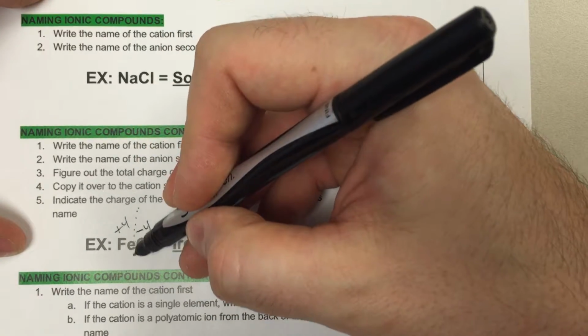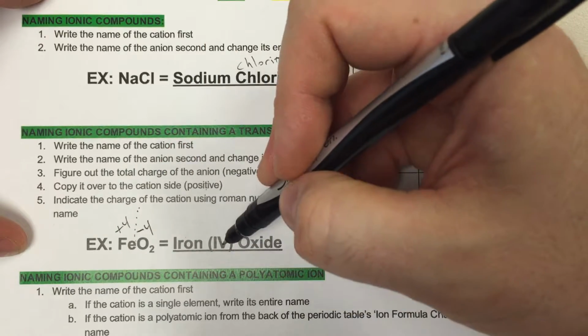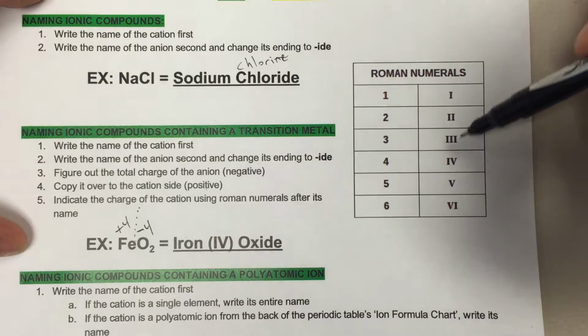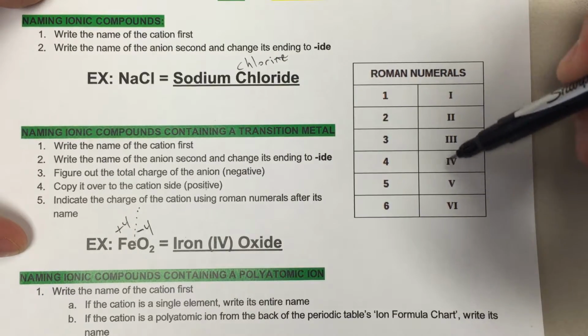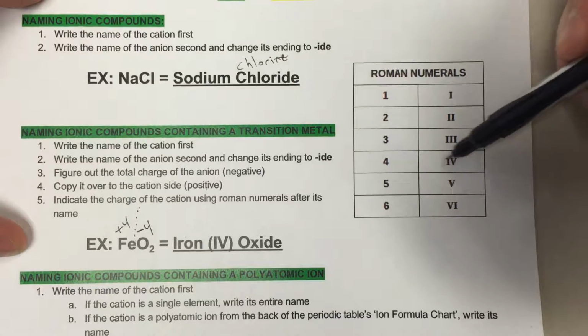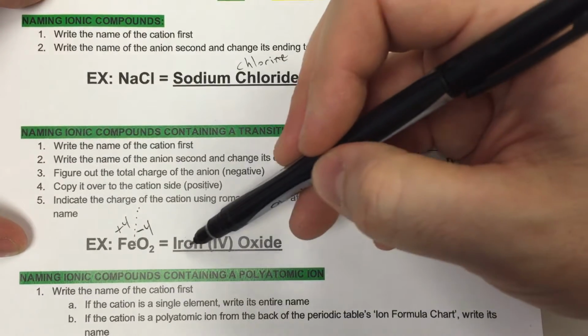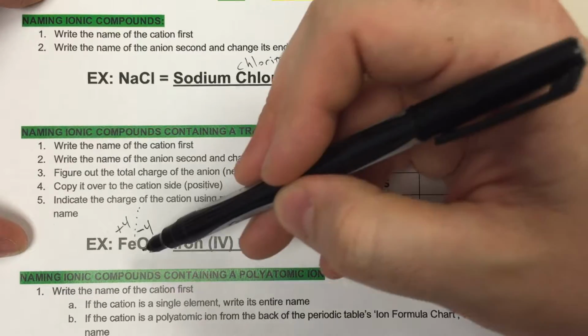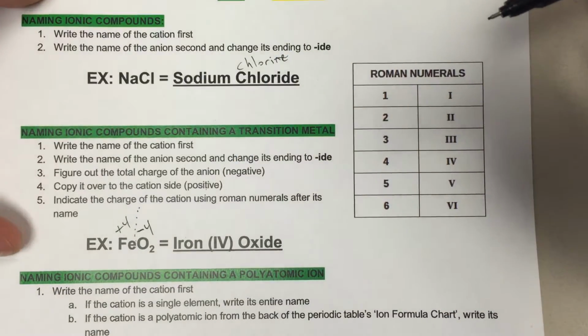And since there's only one Fe here, that means that this is going to be iron (IV) oxide, because this iron has a charge of +4, so we include it. This iron has a charge of +4, therefore the Roman numeral for 4 is this. We include it in parentheses, noting that this iron has a charge of +4, and oxide, being the name of the compound, ending in oxygen.